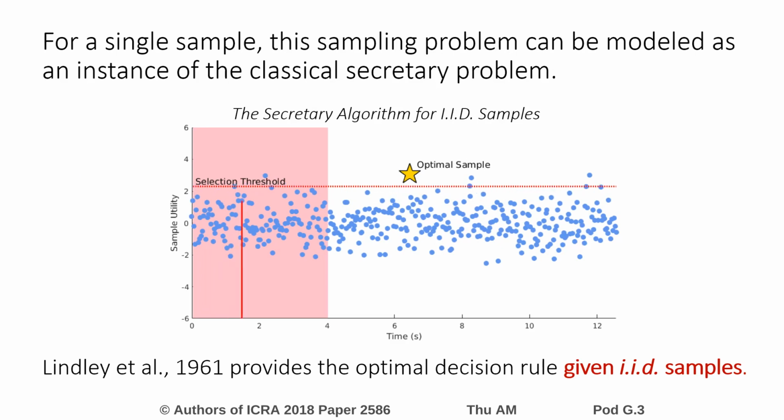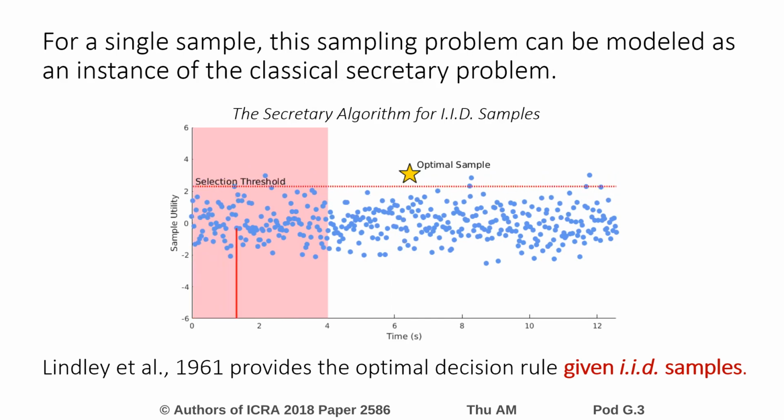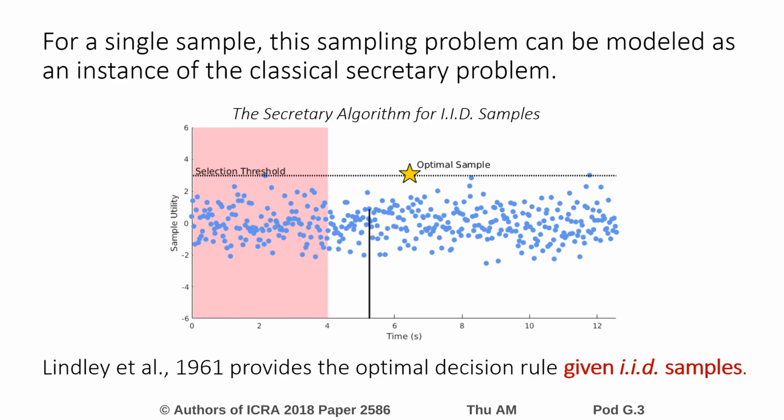When the goal of the autonomous agent is to collect a single sample from an independently and identically distributed data stream, this problem can be modeled directly as an instance of the classical secretary problem and solved optimally. This simulation animates the optimal secretary algorithm for a stream of IID data points. The secretary algorithm observes the first 1/e fraction of the data stream, shaded in red, sets a selection threshold based on the highest utility sample observed, and then irrevocably samples the next observation with higher utility than the selection threshold.